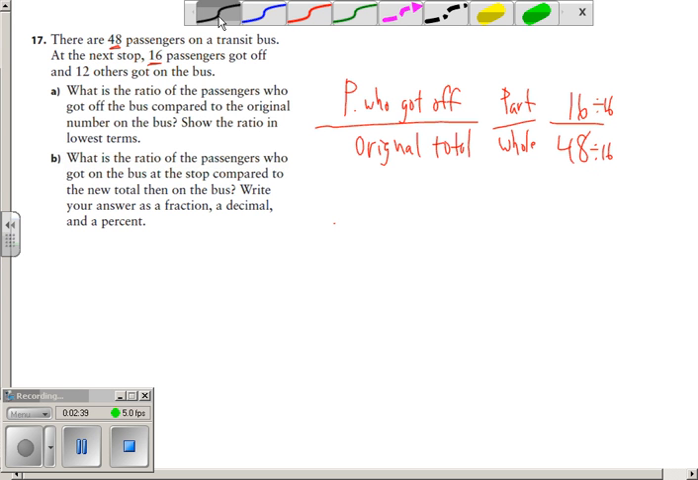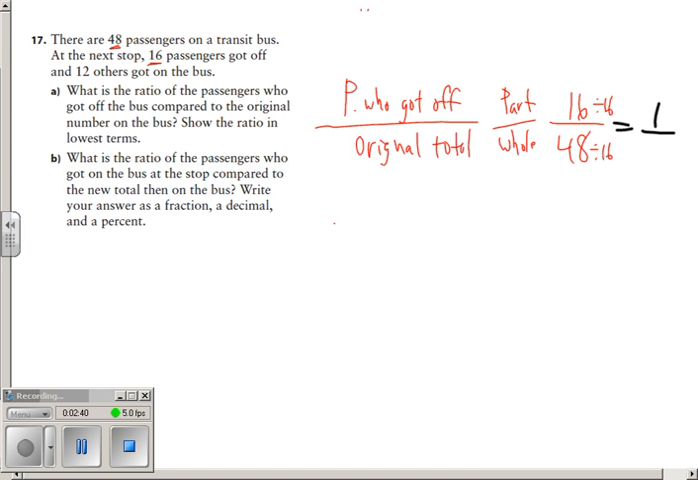So we have a reduced ratio of 1 to 3. That is our reduced ratio. So that's the answer for that. Show the ratio in lowest terms. It's 1 to 3. That means for every 3 passengers on the bus, 1 of them got off.